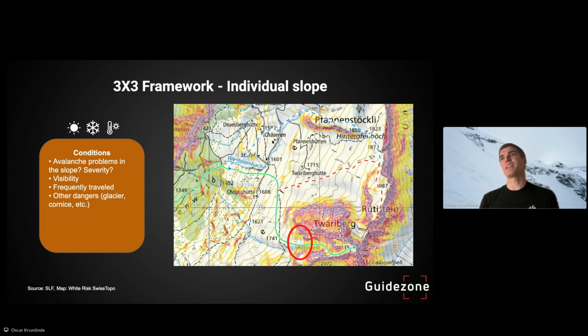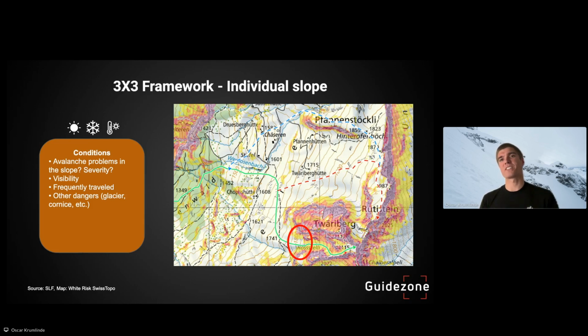Now we come to the individual slope. So now we move away from looking at the whole mountain, and we look at the specific slope that we're interested in. It can be from below, like in our case, we need to walk this up to then ski it down, or it can be from above, skiing it down. So once again, we need to assess the avalanche problem. This requires skills and experience. We need to think about how severe the problem is. Do we have visibility again? Can we see it? How frequently travelled?